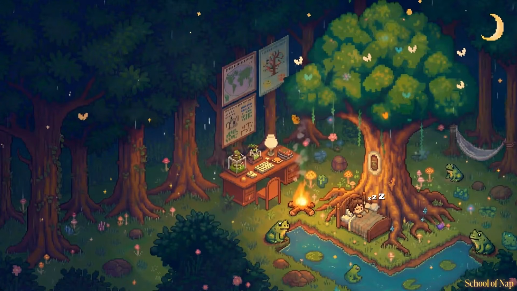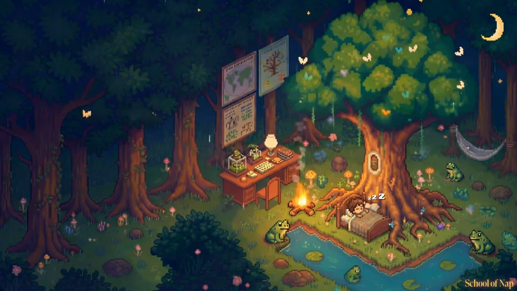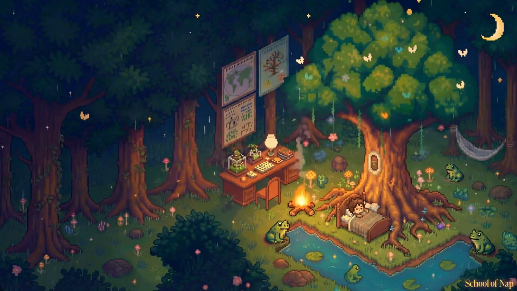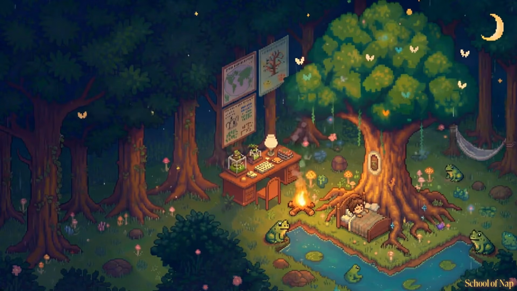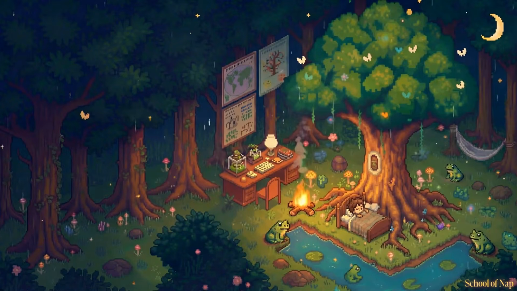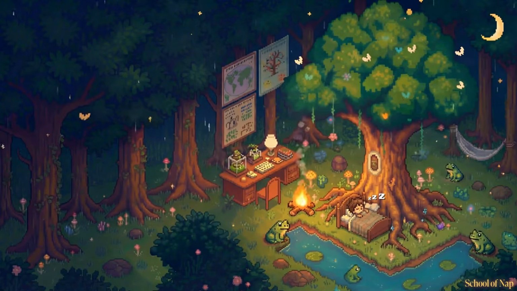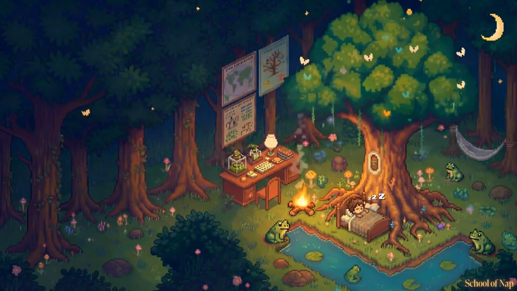Trees exchanging gases with the atmosphere, nocturnal predators hunting, decomposers breaking down organic matter, fungi extending their networks through soil. All connected, all interdependent, all part of the grand ecological tapestry.